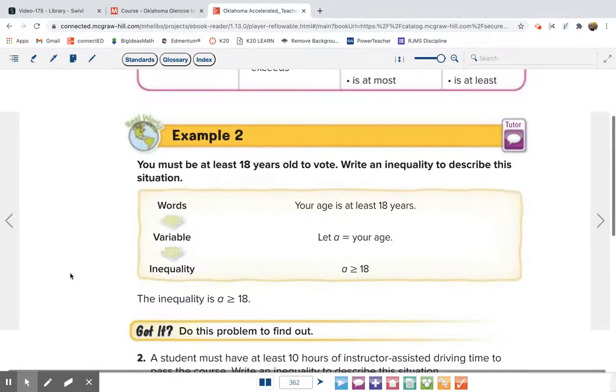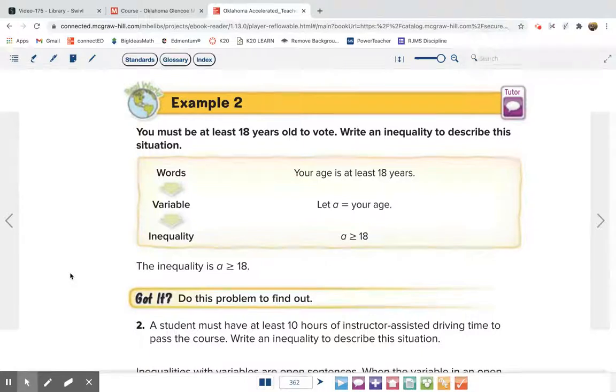Okay, example 2. You must be at least 18 years old to vote. Write an inequality to describe the situation. Okay, so we'll say A like they did for your age. At least 18. So we know we have the number 18. We're just trying to figure out what goes between it. So let's talk about that. When you are exactly 18, you can vote. So it could be equal to 18. So that means it's going to either be greater than or equal to or less than or equal to. It's going to have that or equal to sign underneath.